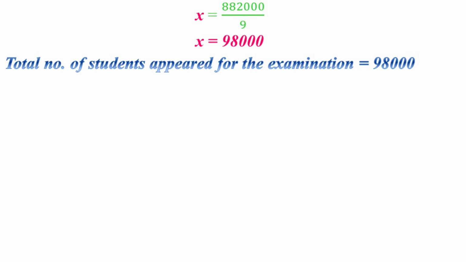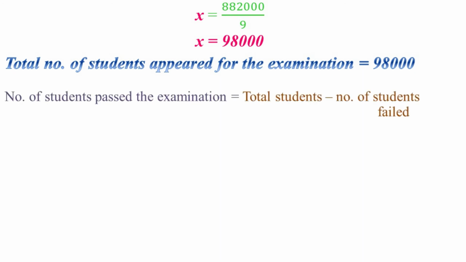The next question they asked us is the number of students passed. We have to find that also. Number of students passed the examination is equal to total students minus number of students failed. Now we know the total students, which is 98,000, and the number of students failed is 8,820, which they have given in the question itself. On subtracting these two, we get 89,180.